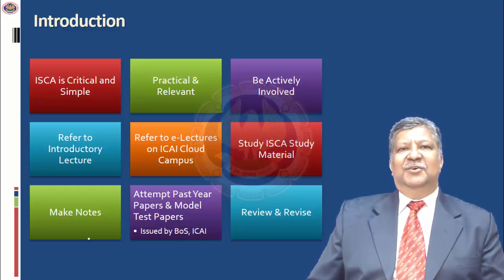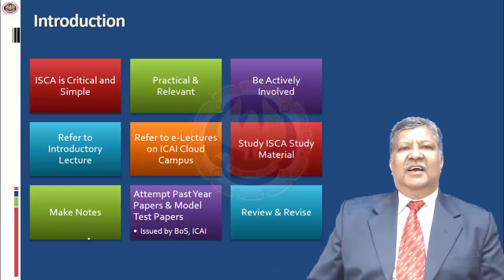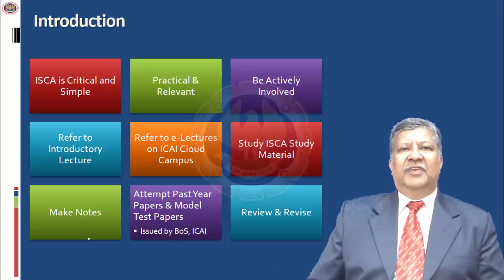Considering that ISCA is considered to be a subject which is a little alien to chartered accountant students compared to accounting, auditing, etc., ISCA deals with technology. This is about management of technology. It's about audit of technology. It's important that you get the perspective right. You need to get the thinking right.